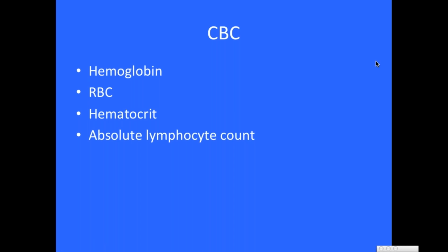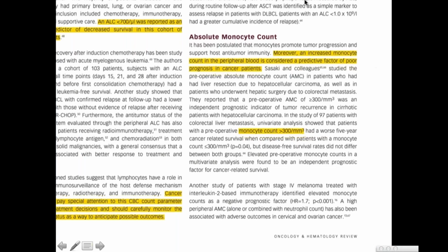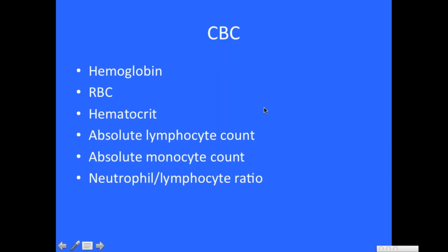So if you start to see that it's dropping, that means it's not a good sign. If it goes below 1, 0.8, 0.6, 0.5, you're not doing well. On the other hand, you treat the animal, in your case, and it goes from 0.5, 0.6, 0.7, 1, 1.2, you know you're doing well in terms of pathology, the degree of similarity of the remedy. The other one would be the monocyte count, similarly. Here it says an increased monocyte count in the peripheral blood is considered a predictive factor of poor prognosis in cancer patients. So again, you look at the numbers there, and that would be useful.